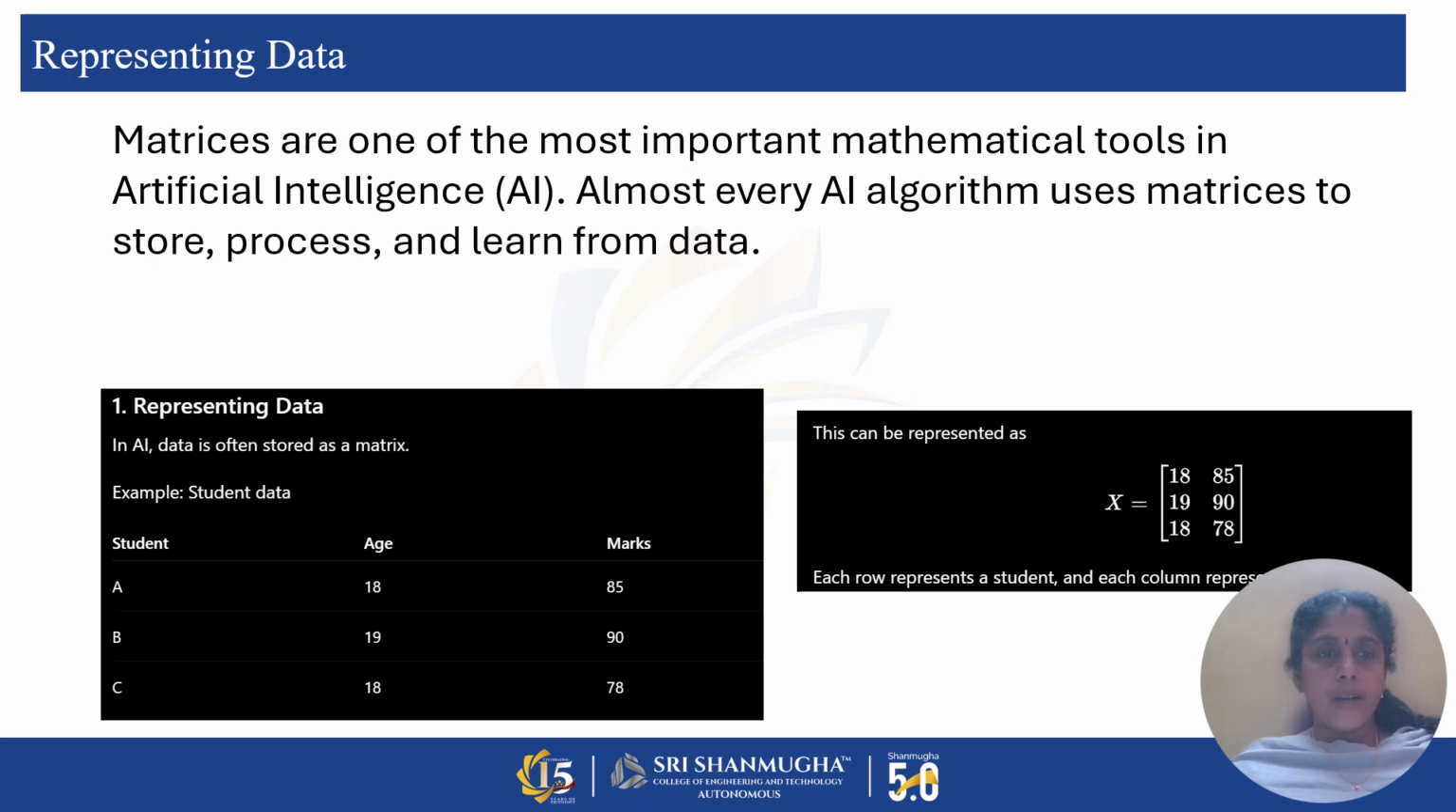So, representing data. In artificial intelligence, data is often stored in the form of a matrix. For example, if we consider student data, depending upon the attributes, for example age and marks for students A, B, C, it is stored in the form of a matrix. So this can be represented as capital X equal to 1885, 1990, 1878. Each row represents a student and each column represents the corresponding attribute.